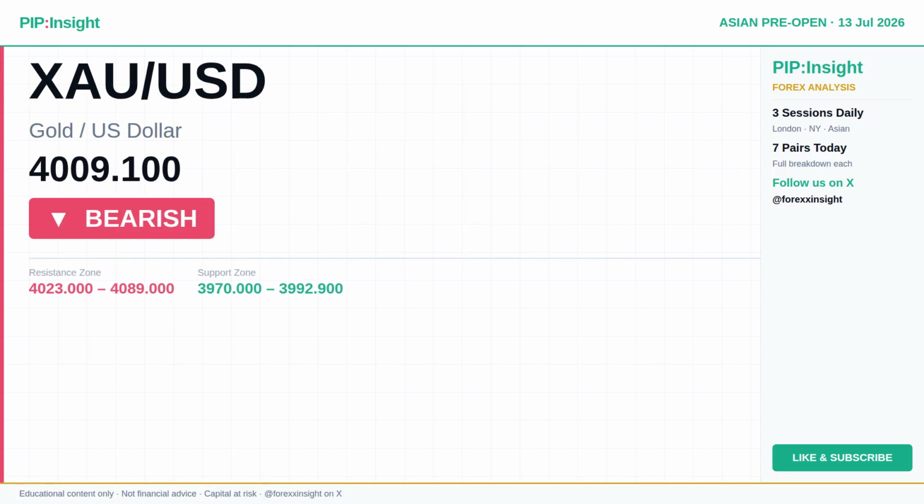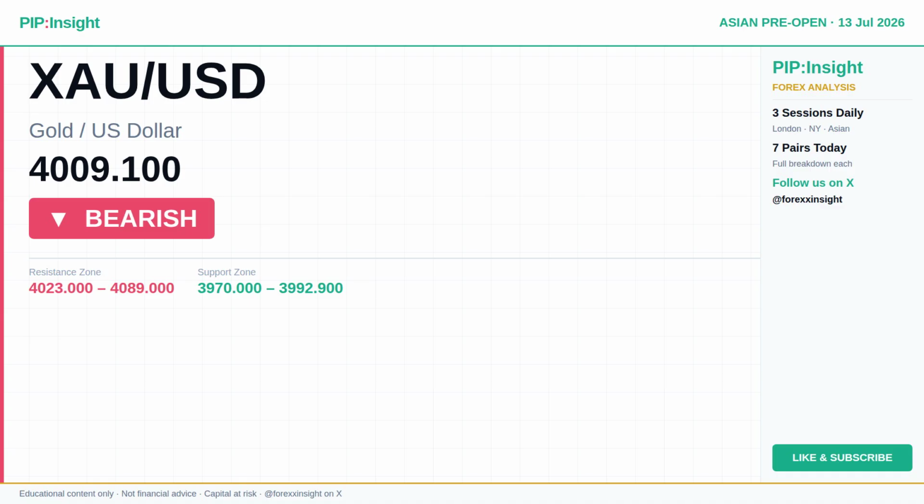If you've been waiting for the gold segment, here we are, and there is a lot to unpack tonight. Gold closed the New York session in deeply oversold territory after an aggressive sell-off drove price from around $4,075 all the way down to lows of $3,992 before a modest recovery left us sitting near $4,009 heading into the Asian Open.